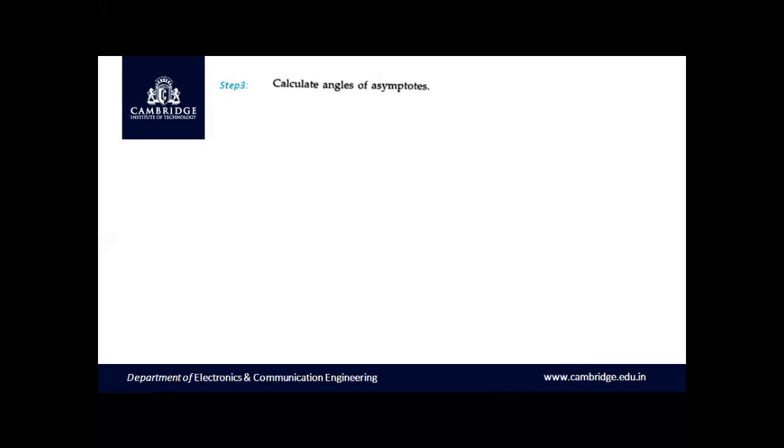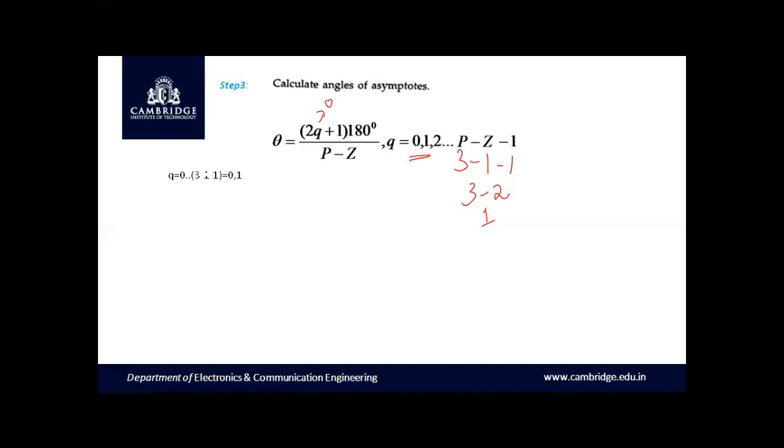Step number 3 is to calculate the angle of asymptotes. As two branches approach infinity, we have two asymptotes to be calculated in this example. Let us write the formula for calculation of asymptotes in which theta is given by (2q plus 1) into 180 degree divided by p minus z, where q ranges from 0, 1, 2 and so on, extended to the range of p minus z minus 1. In this case, number of poles is equal to 3 and number of zeros is equal to 1. So 3 minus 1 minus 1, 3 minus 2, we get 1. Therefore, q ranges from 0, 1 as the maximum limit is 3 minus 1 minus 1, that is 3 minus 2, which is 1.